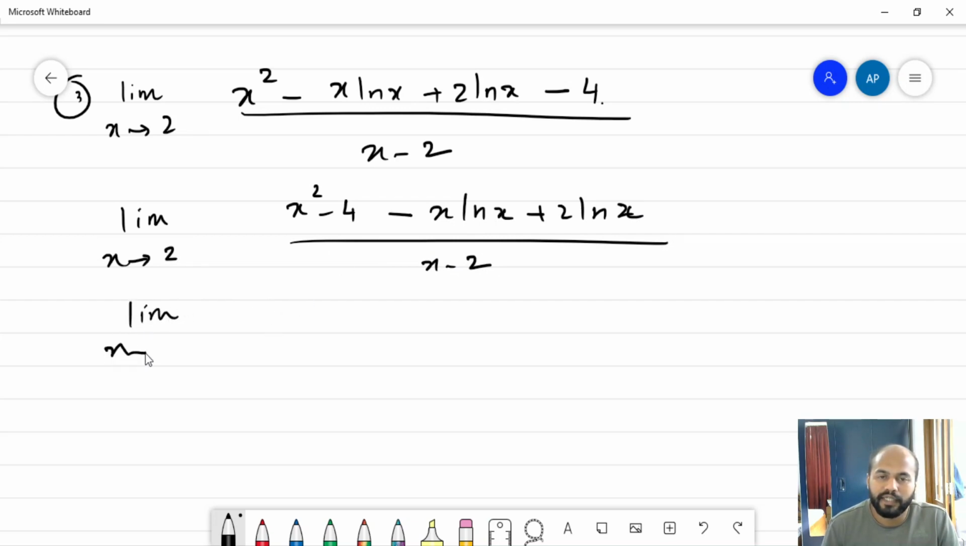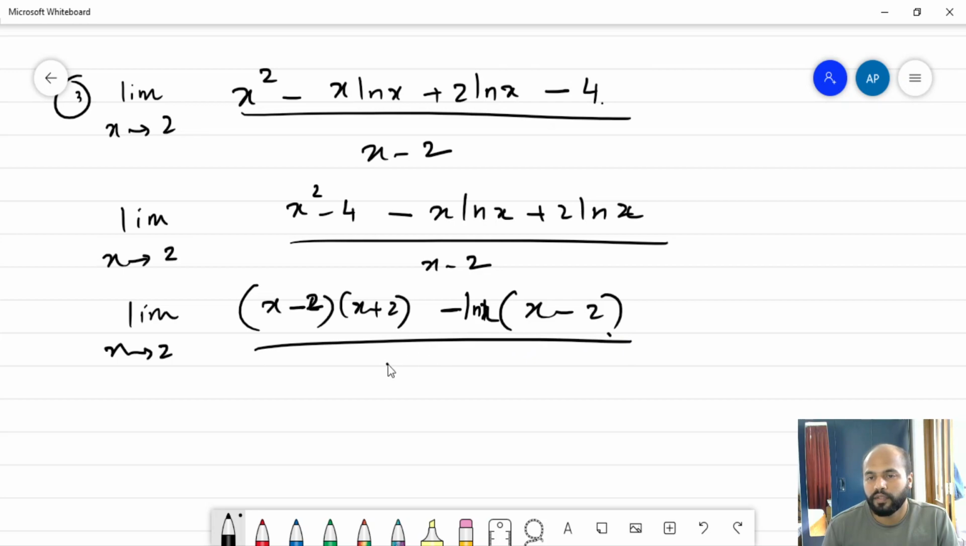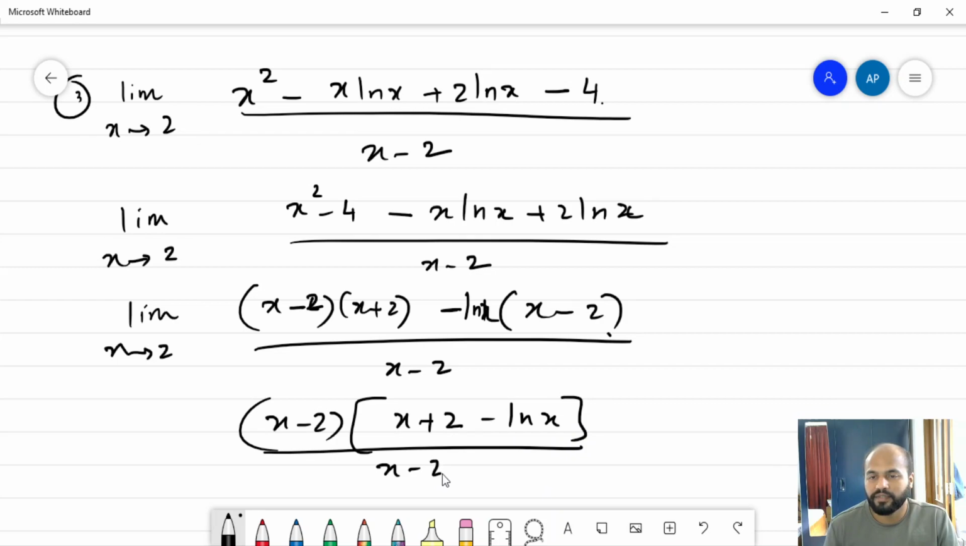So limit x tending to 2. Let us write this as (x − 2)(x + 2), and this we will write as −ln x times (x − 2), divided by x − 2. So x − 2 of course will come out, and what will remain inside is x + 2 − ln x, divided by x − 2. So this x − 2 will go, and we will be left with this term.